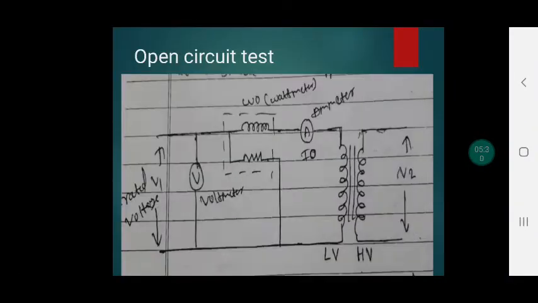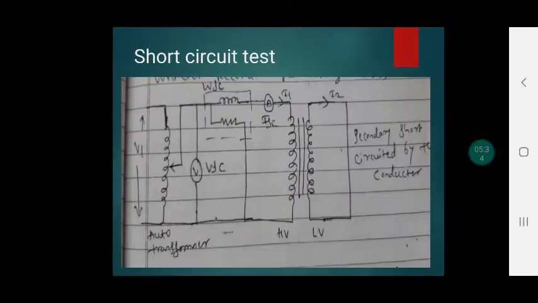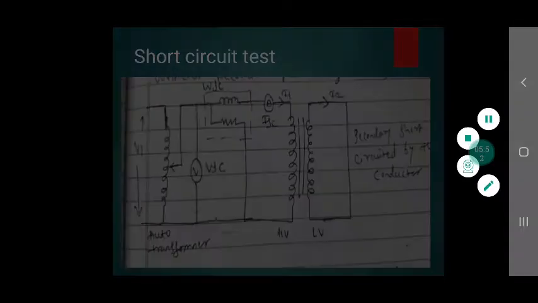So the open circuit test is used to find the iron losses, and the short circuit test is used to find the copper losses. Very important. You must know this during your practicals also. It's very important. So this is about the various tests which are conducted on our single phase transformer.